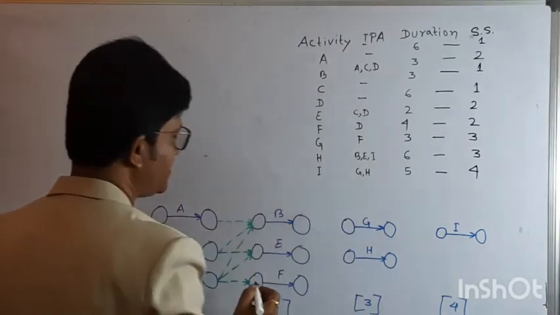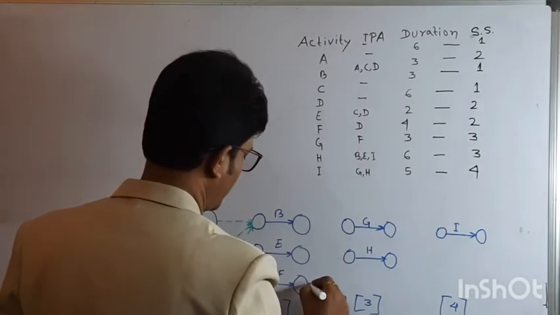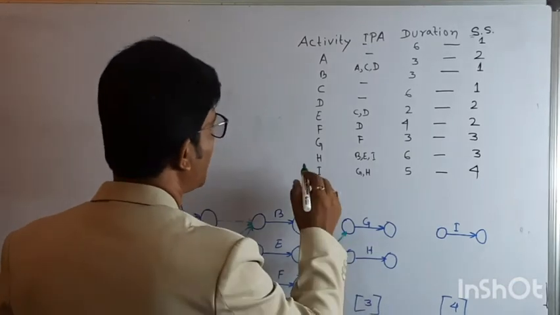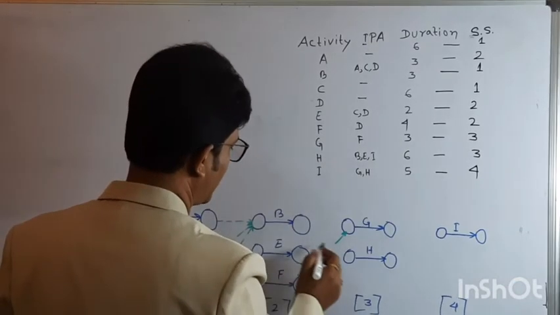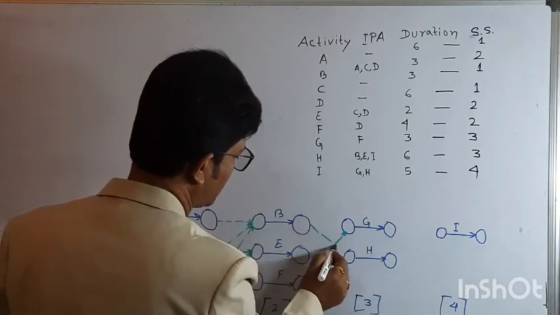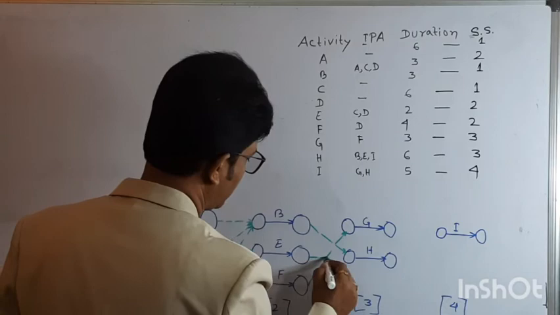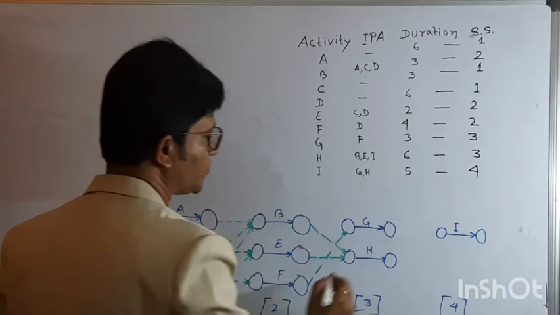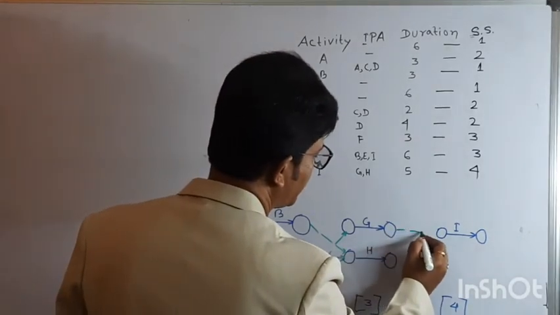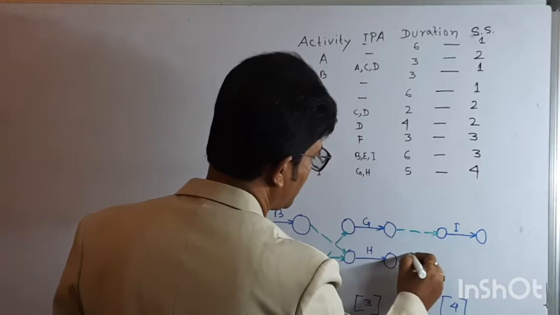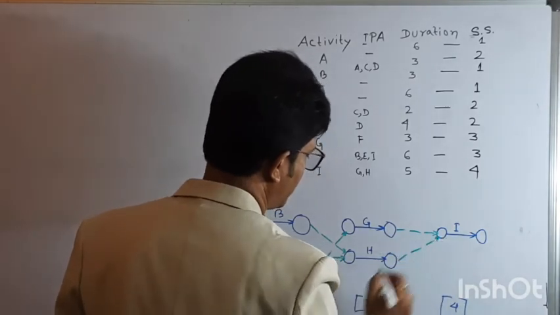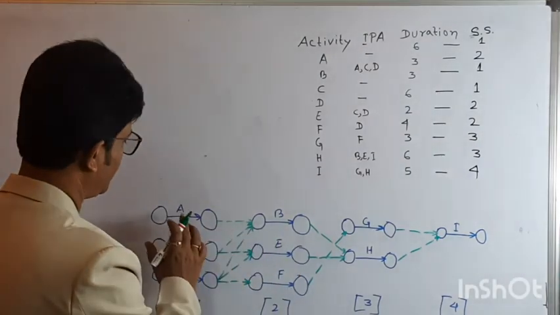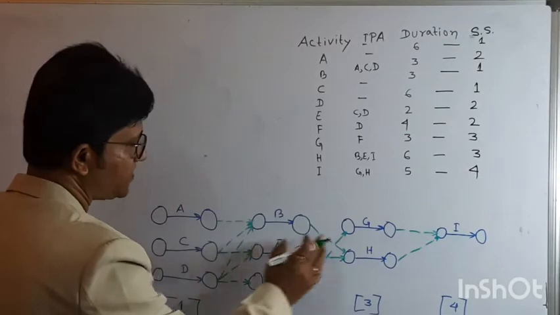Then G is connected by F, so G will be connected by dummy activity F. H is connected by B and E, so H is connected by dummy activity B and dummy activity E. I is connected to G and H, by dummy activity G and dummy activity H. So all these sequence steps are connected by means of dummy activities.